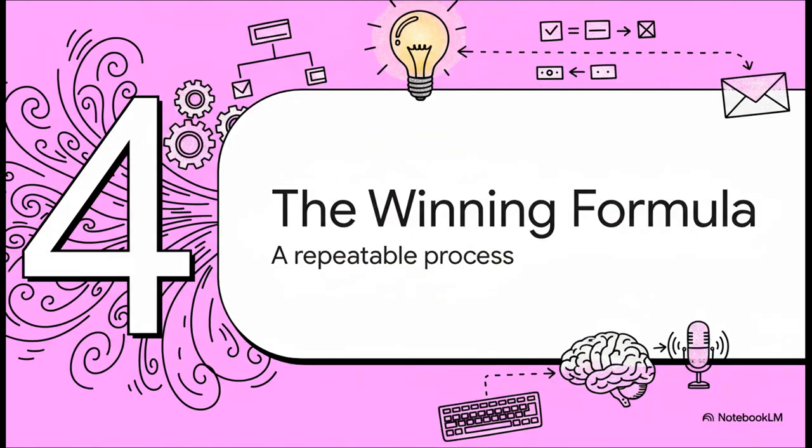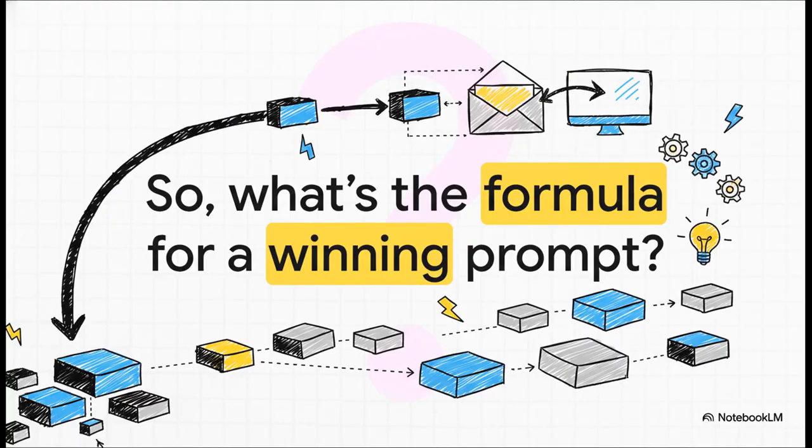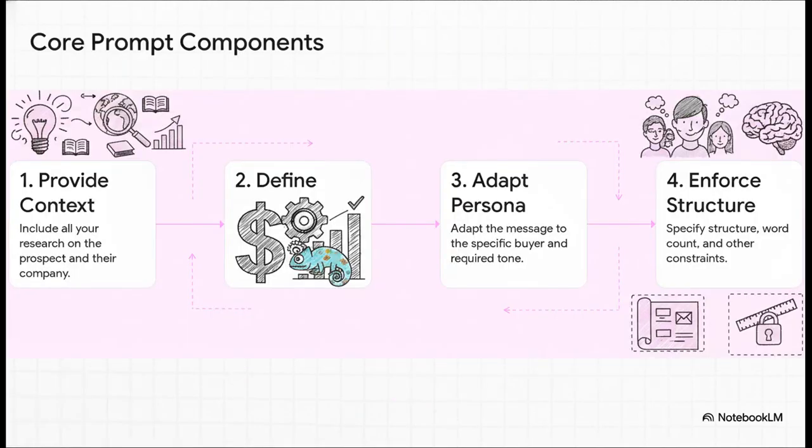Now this might look like some kind of dark art, but it's not. It's a formula. It's a repeatable process that you can learn and start using right away. So let's break it down. So how do you actually do it? How do you build a prompt that gets results like the one we just saw? It really boils down to these 4 core parts.